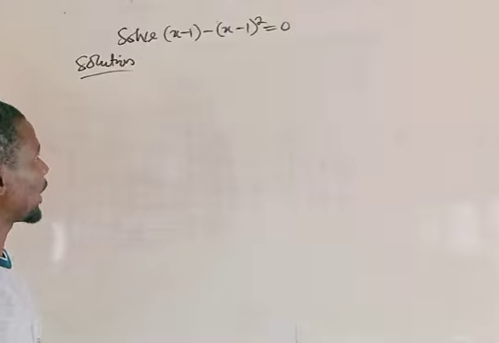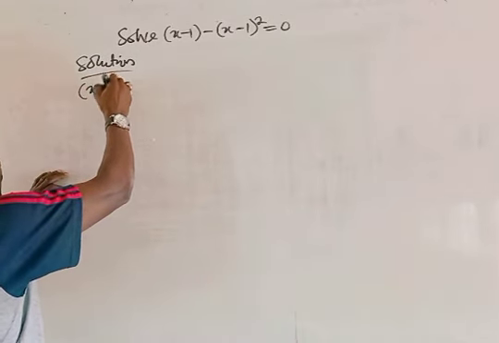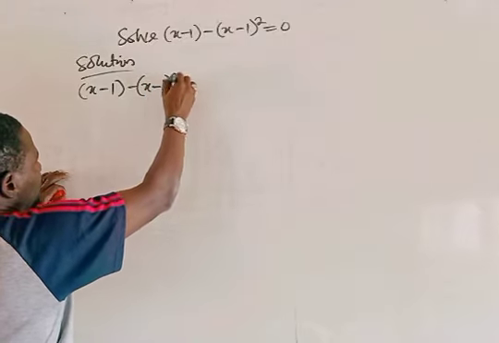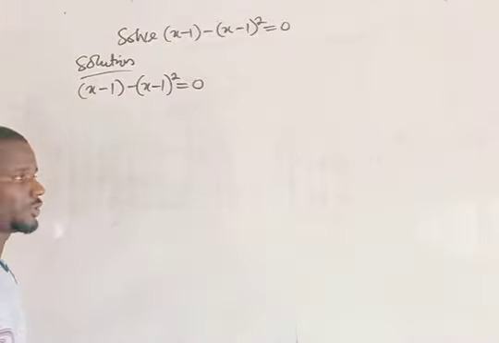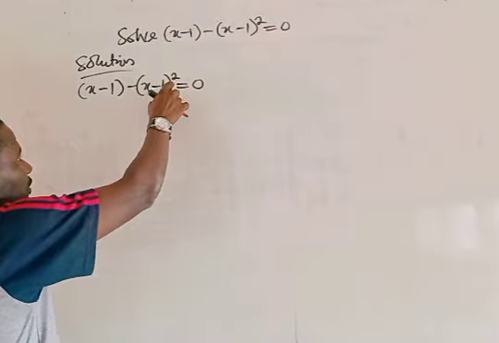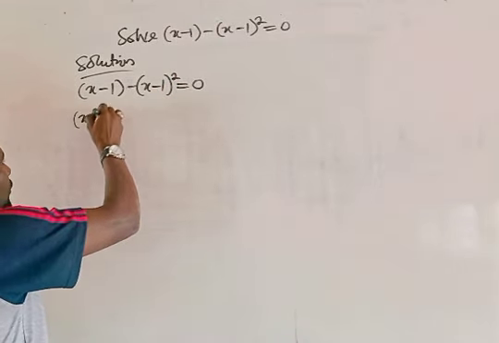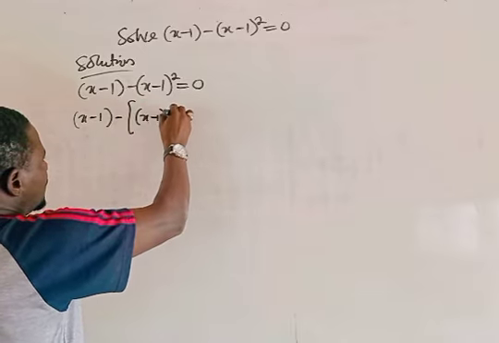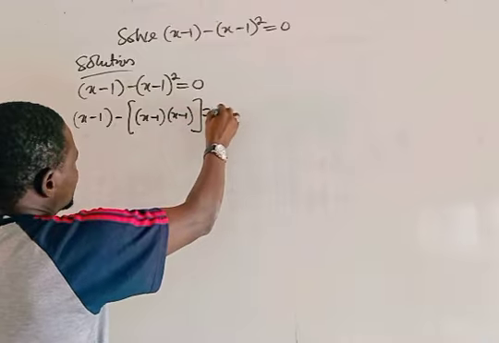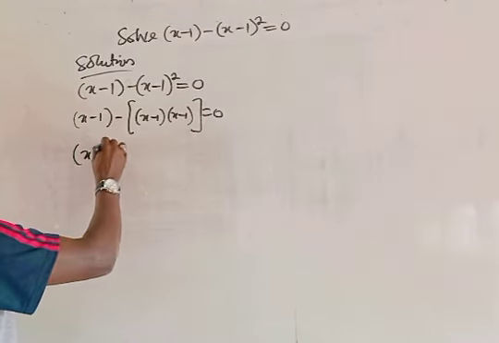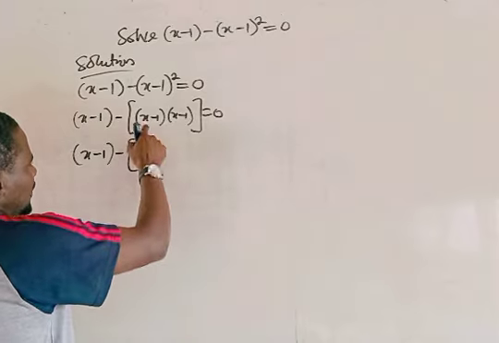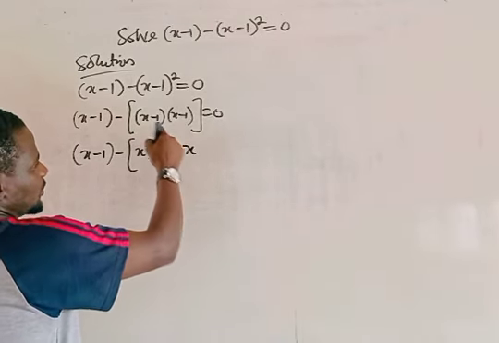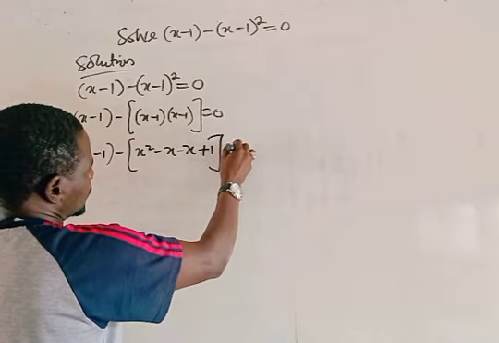Remember. Now bring them down. We have x minus 1 minus again (x minus 1) squared equals 0. This is a quadratic equation. How do we know that? By having this power here. Now let's expand this. We have x minus 1 minus bracket (x minus 1)(x minus 1) equals 0. So let's expand this. We have x minus 1 minus bracket, x times x is x squared, x times minus 1 is minus x, minus 1 times x is minus x, minus 1 times minus 1 is plus 1, remember, equals 0.